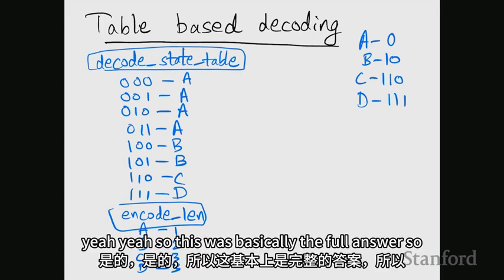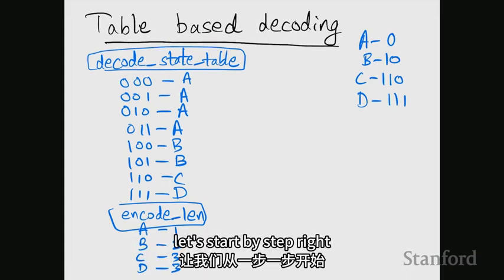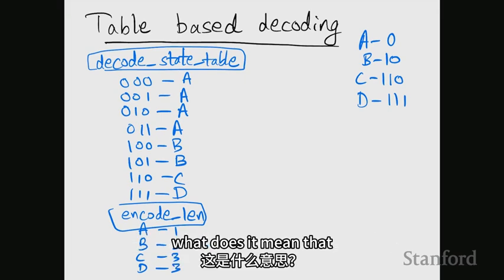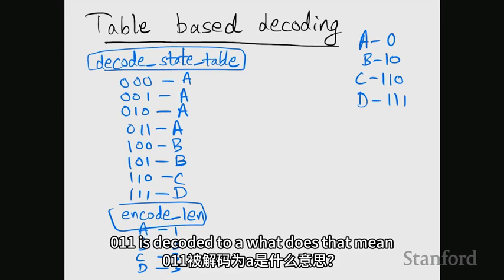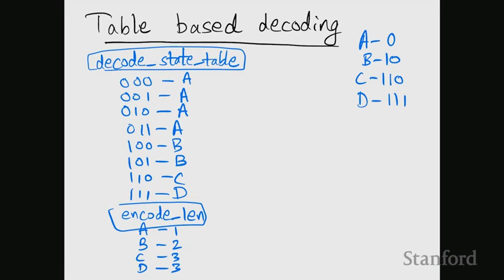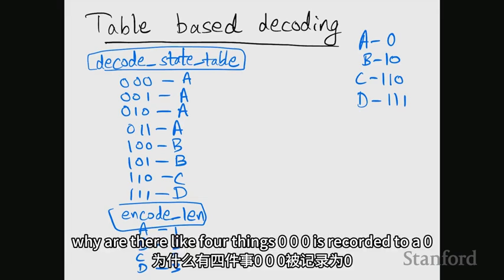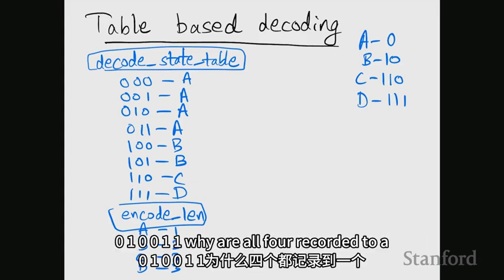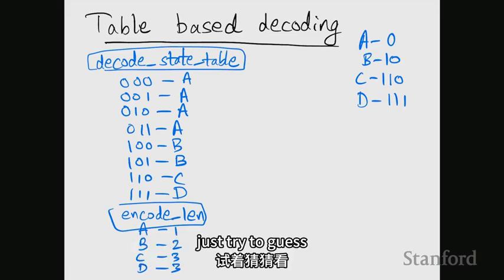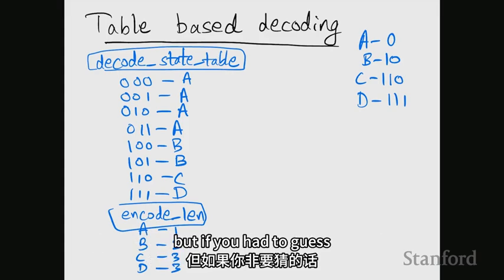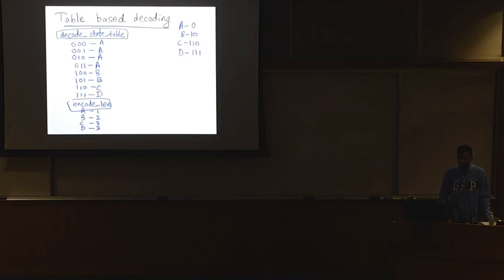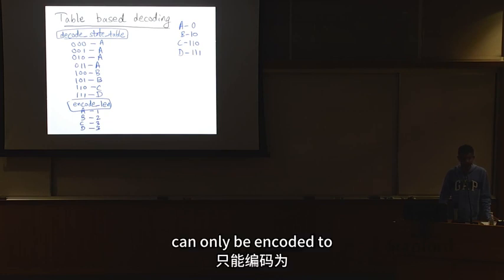Yeah. So this was basically the full answer. Let's go step by step, right? What does it mean that 011 is decoded to A? What does that mean? Why are there 4 things? 000 is decoded to A, 001 decoded to A, 010, 011. Why are all 4 decoded to A? Just try to guess. I haven't obviously told you what we are doing. But if you had to guess. So if the first bit is 0, it can only be encoded to A.